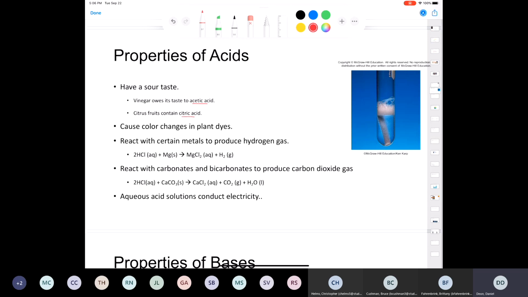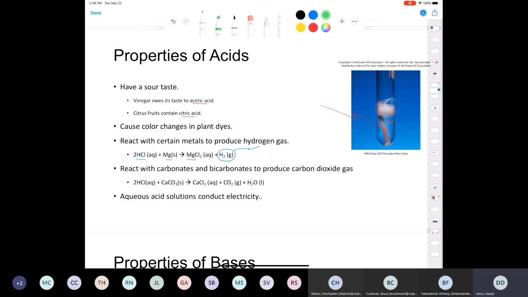What else? It says that acids will react with certain metals to produce hydrogen gas. And here's an example of hydrochloric acid reacting with magnesium to give you magnesium chloride and hydrogen gas. So this is H2 gas right here, which is a flammable gas. That's actually what's being shown right here. This piece of metal is magnesium, and this is a solution of HCl, and you can see the bubbles being formed of the hydrogen gas in there.